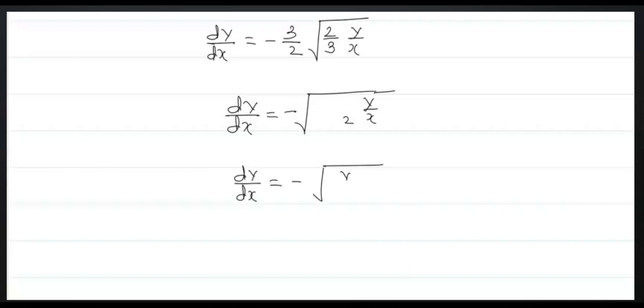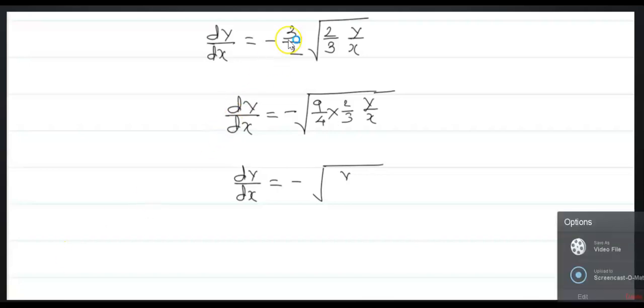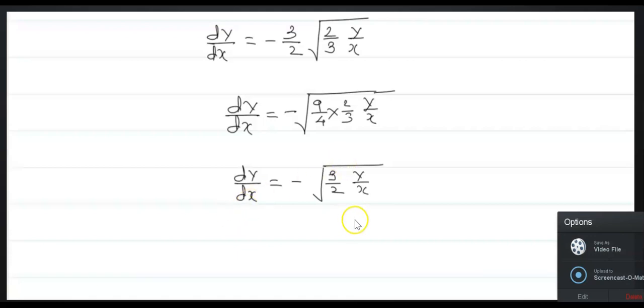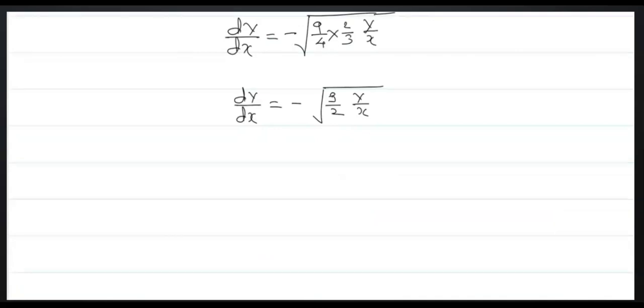Now see this again. There is a small thing, that is 9 by 4. When this 3 upon 2 goes into the radicand side, it becomes its square, which is 9 by 4 into 2 upon 3. And now simplify this. Therefore, you will get 3 upon 2 root of 3 upon 2 y upon x. Therefore, dy by dx is equals to minus root of 3 upon 2 y upon x.